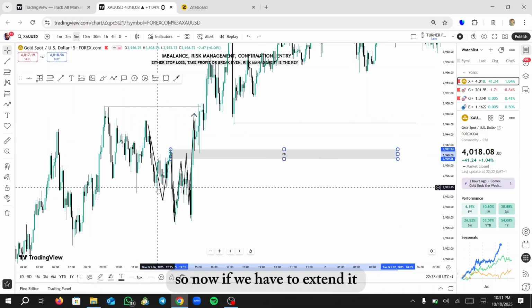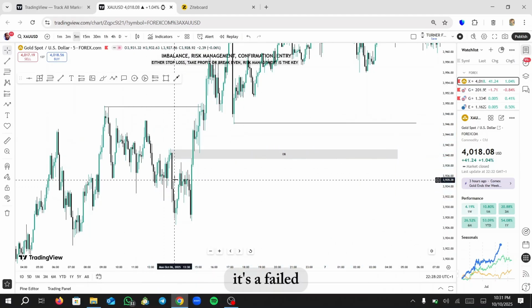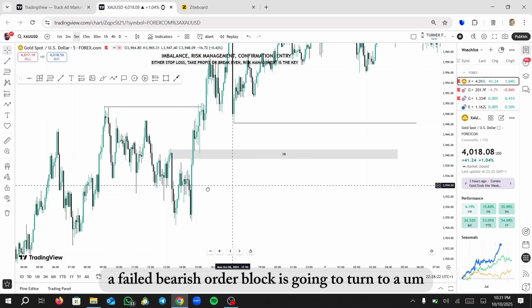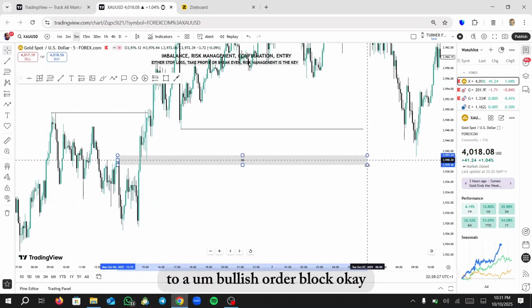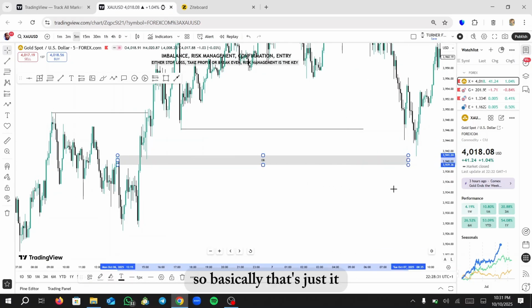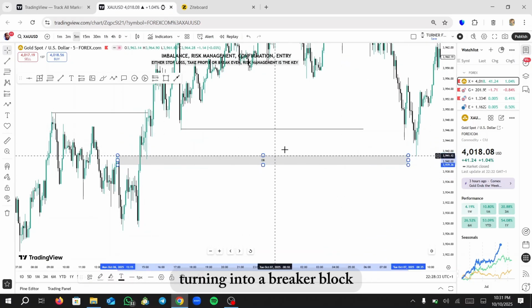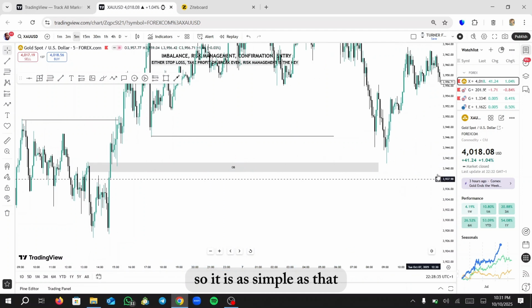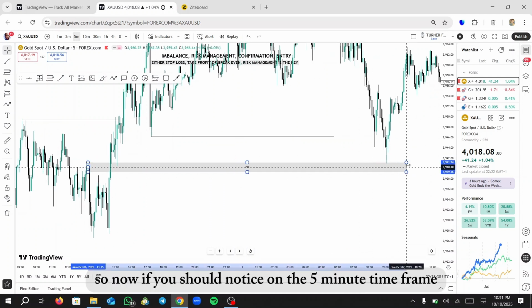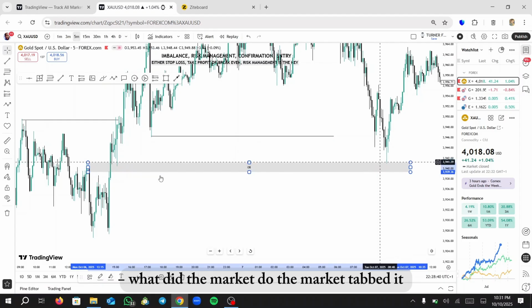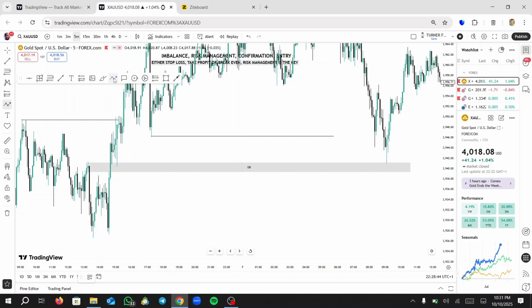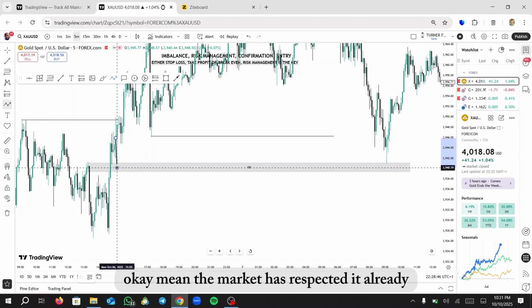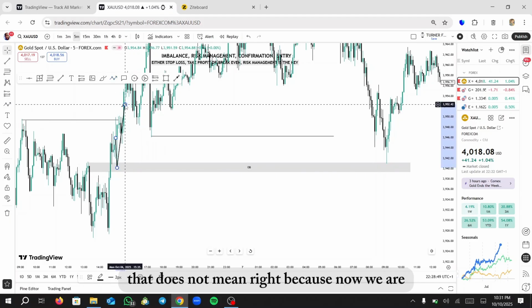Okay, so now if we are to extend it, a failed bearish order block is going to turn to a bullish order block. Okay, so basically that's just it. That's basically an order block turning into a breaker block. So it is as simple as that. So now if you should notice on the 5-minute time frame, what did the market do? The market tapped it. Now a lot of people might think the market has already respected it, okay, meaning the market has respected it already. That does not mean that, right?